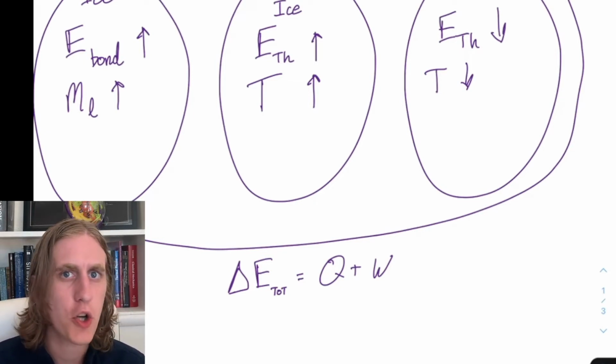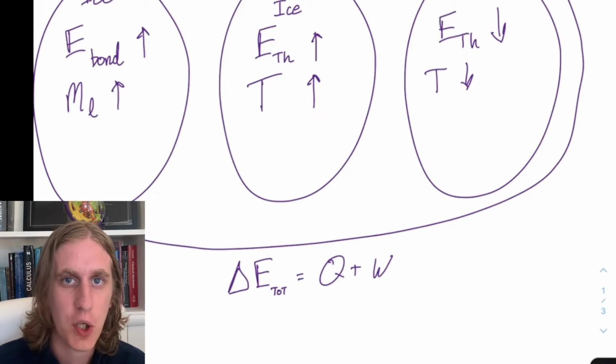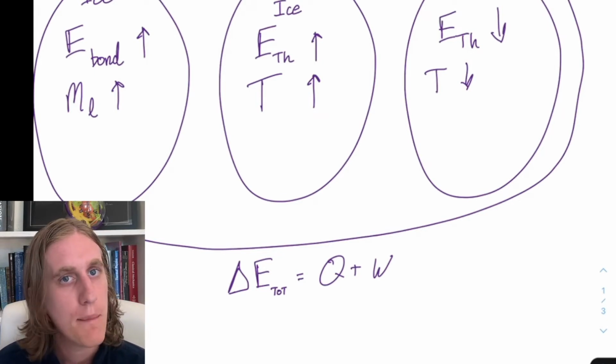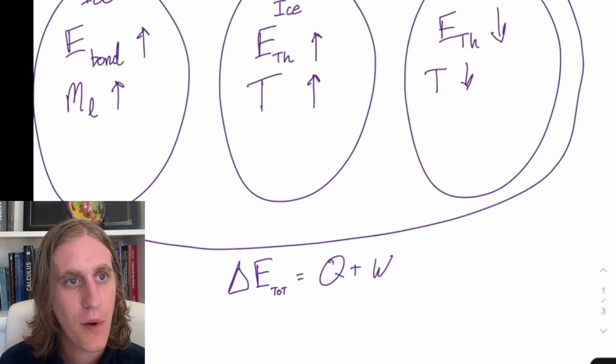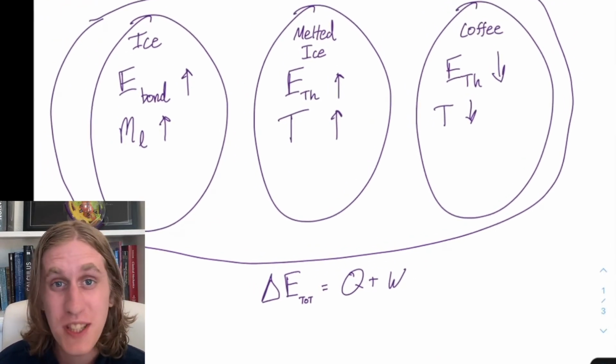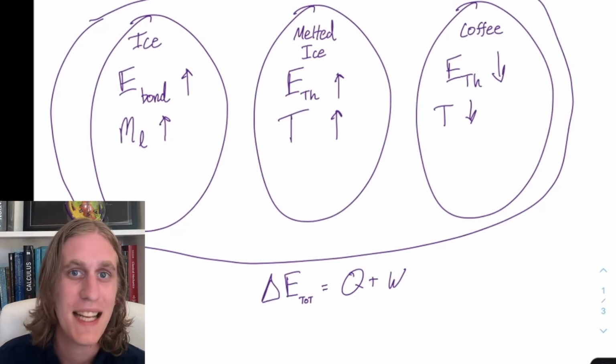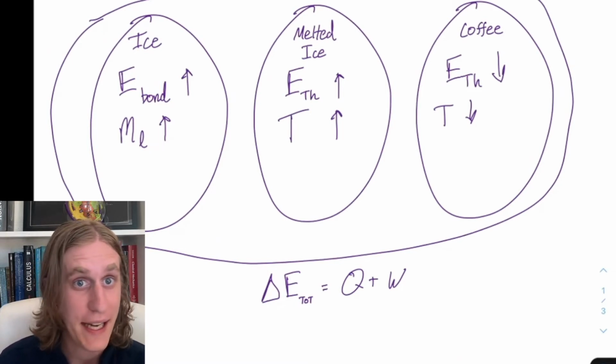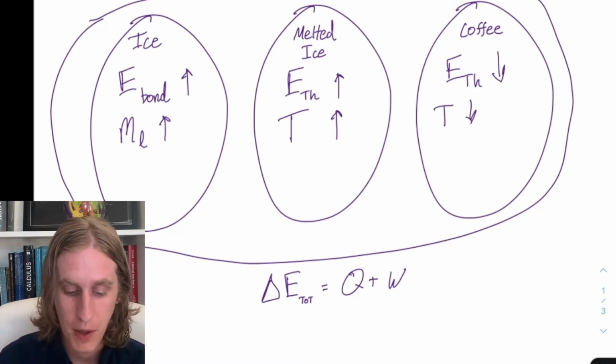Heat and work are just ways that energy can enter or leave the system. But what are they equal to here? Well, the answer turns out to be quite simple. This is a closed system. No energy is allowed to enter or leave, so the heat and the work are just equal to 0.